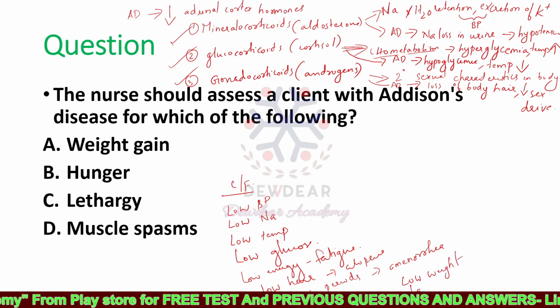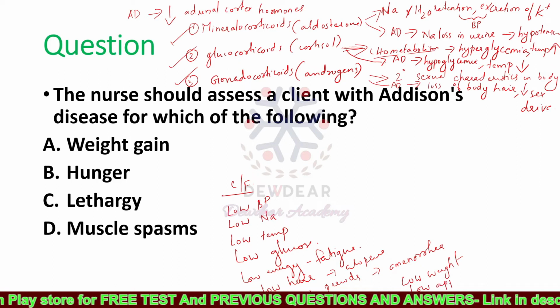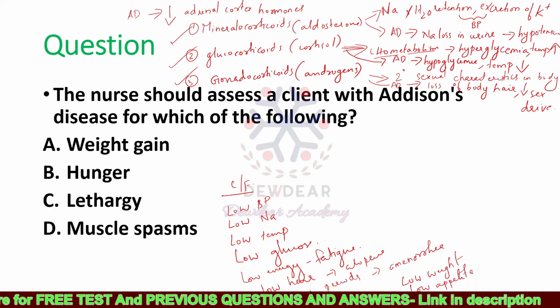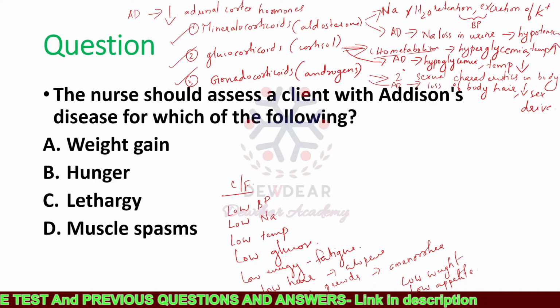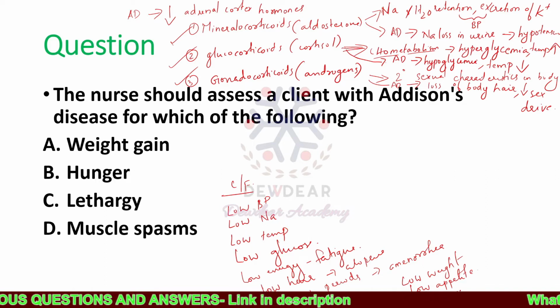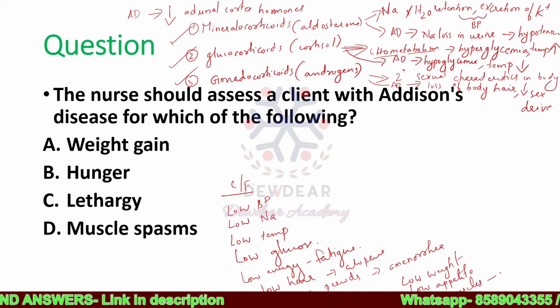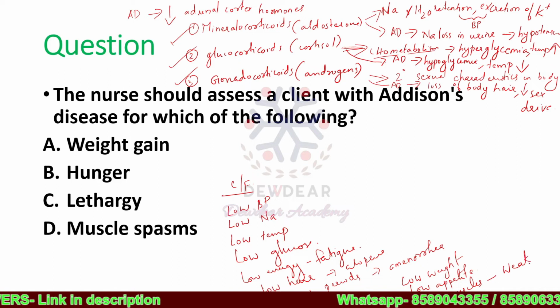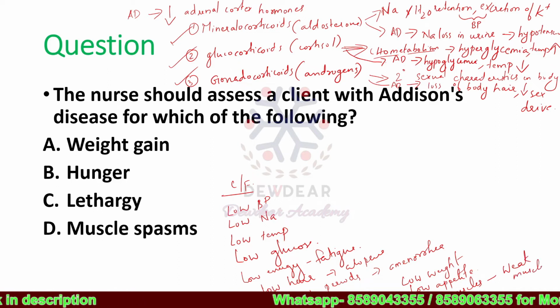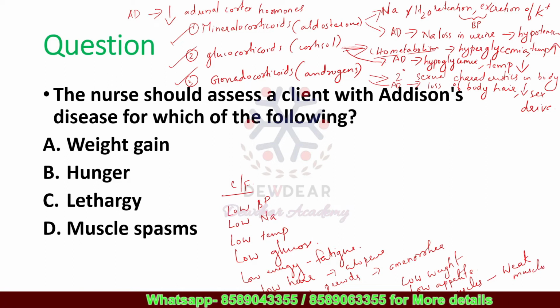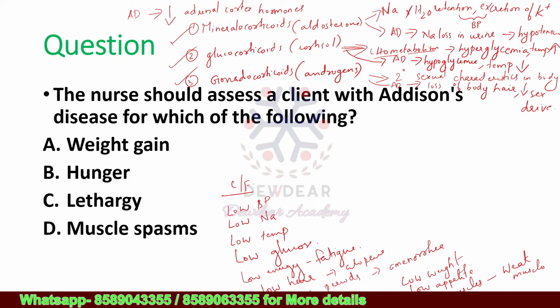Then appetite will be reduced, so low appetite. The patient will not have hunger. And muscles become weak, but they do not become spastic, they are just weak. So these are all the manifestations which we can see in Addison's disease. Addison's disease is caused due to the deficiency of all these hormones.